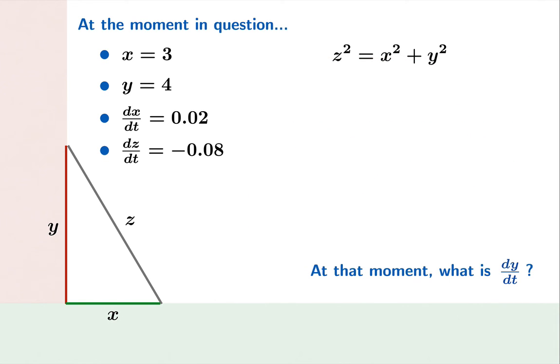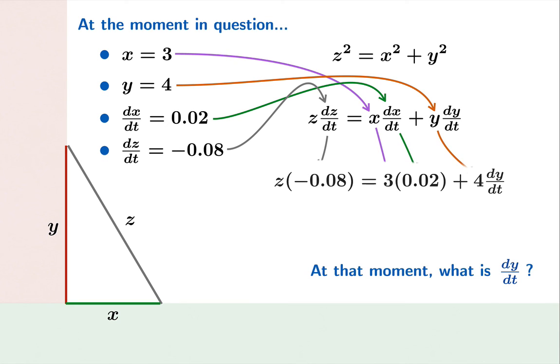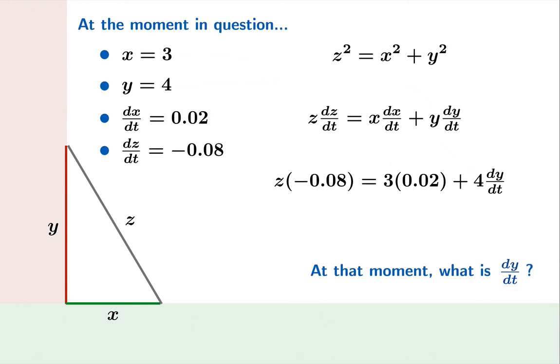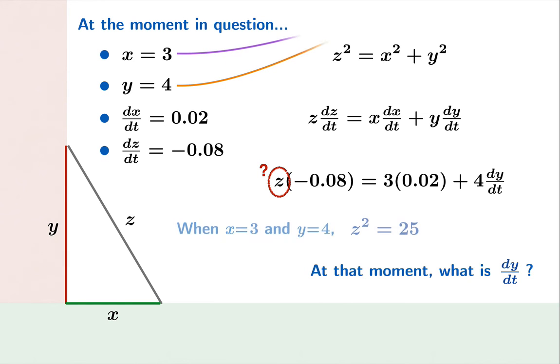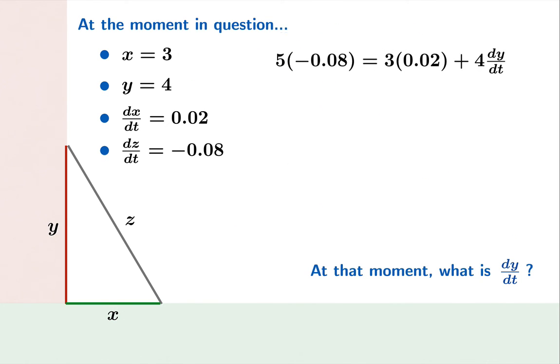So we'll go back to the top. Here's our Pythagorean identity. We'll take the derivative, do the simplification. Here's our relationship. Now at the moment in question, we can plug in what we need to, and we obtain this equation. Now we're looking for dy/dt, but there's still one piece of data missing, and that is z. But at the moment in question, it is true that z is 5, so we'll substitute that in, and now we're in the home stretch.